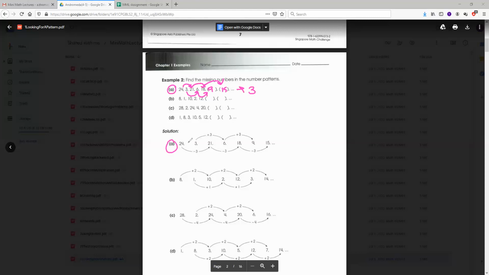If we look at A, 24 minus 3 is equal to 21, 3 plus 3 is equal to 6, 21 minus 3 is equal to 18, 6 plus 3 is equal to 9, and 18 minus 3 equals 15. As we can see, these arrows tell us that we're skipping a number in the middle. So that's why we're not doing 3 plus 3 and adding it to the 21. We're skipping the 21 and doing 3 plus 3, which is getting our 6 for the next number. So that's how we find patterns. This is the end of the lecture, and thank you for listening.